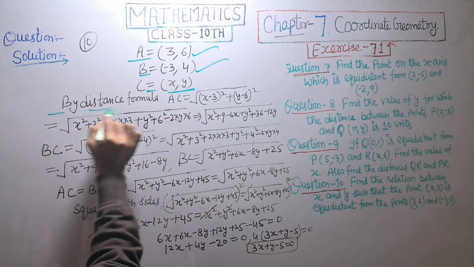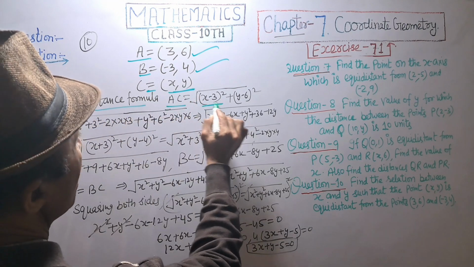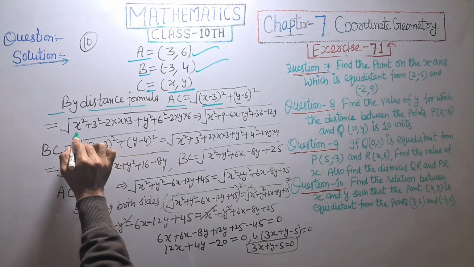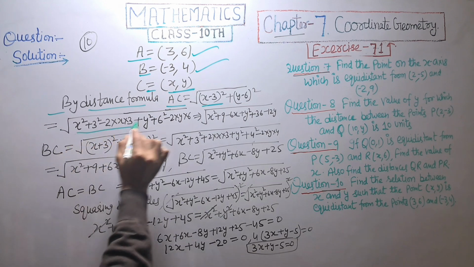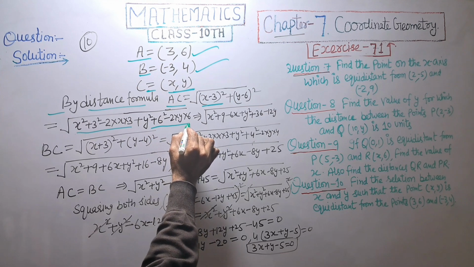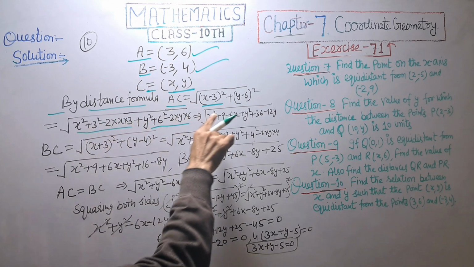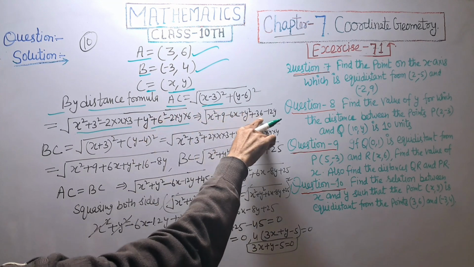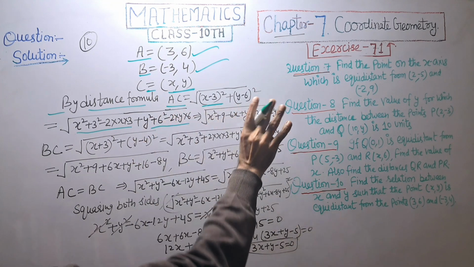Let A be 3, 6, B be minus 3, 4, and C be x, y. By the distance formula, AC is equal to the root of x2 minus x1 whole square plus y2 minus y1 whole square. Using a minus b whole square is a square plus b square minus 2ab: x minus 3 whole square gives x square plus 3 3s are 9 minus 3 2s are 6x, and y minus 6 whole square gives y square plus 6 6s are 36 minus 6 2s are 12y.